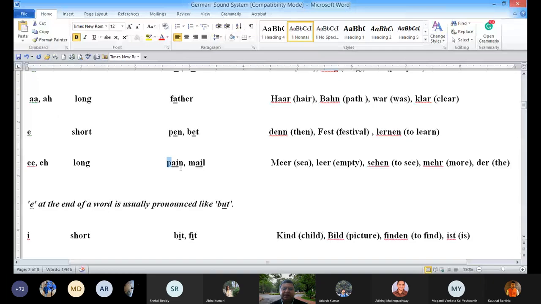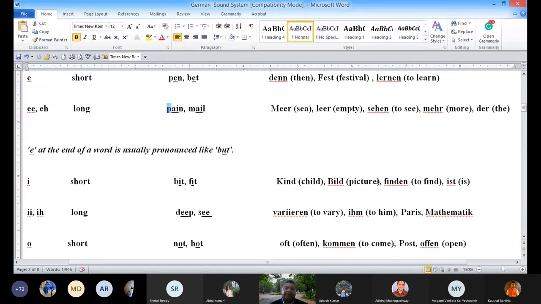Pain, here I have underlined what sound? A sound should come. So A, may, ra, may. It's like this. Sir, can you differentiate between MEER and MEHR? No, it's a spelling only. Pronunciation is the same. MEER, may, and MEHR, may. Both have a similar sound, but their spellings are different. Meanings are different.